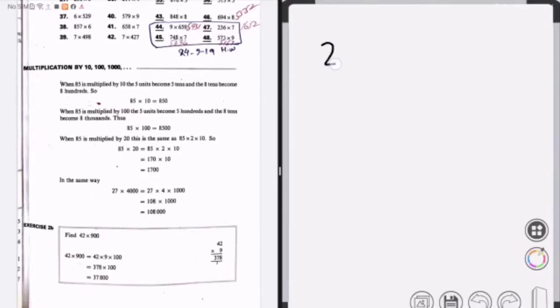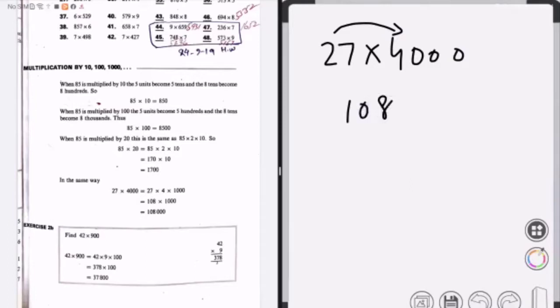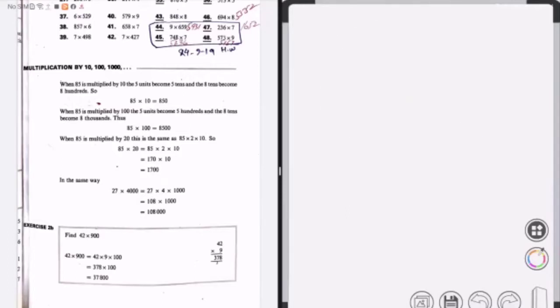And if we write 27 by 4000, so just multiply 27 by 4. 27 multiplied by 4 equal 108. And how many zeros are there? 3 0. So write these 3 0 here. This will be the answer. This is the simple way. So you can multiply these big values in a simple and quick way.